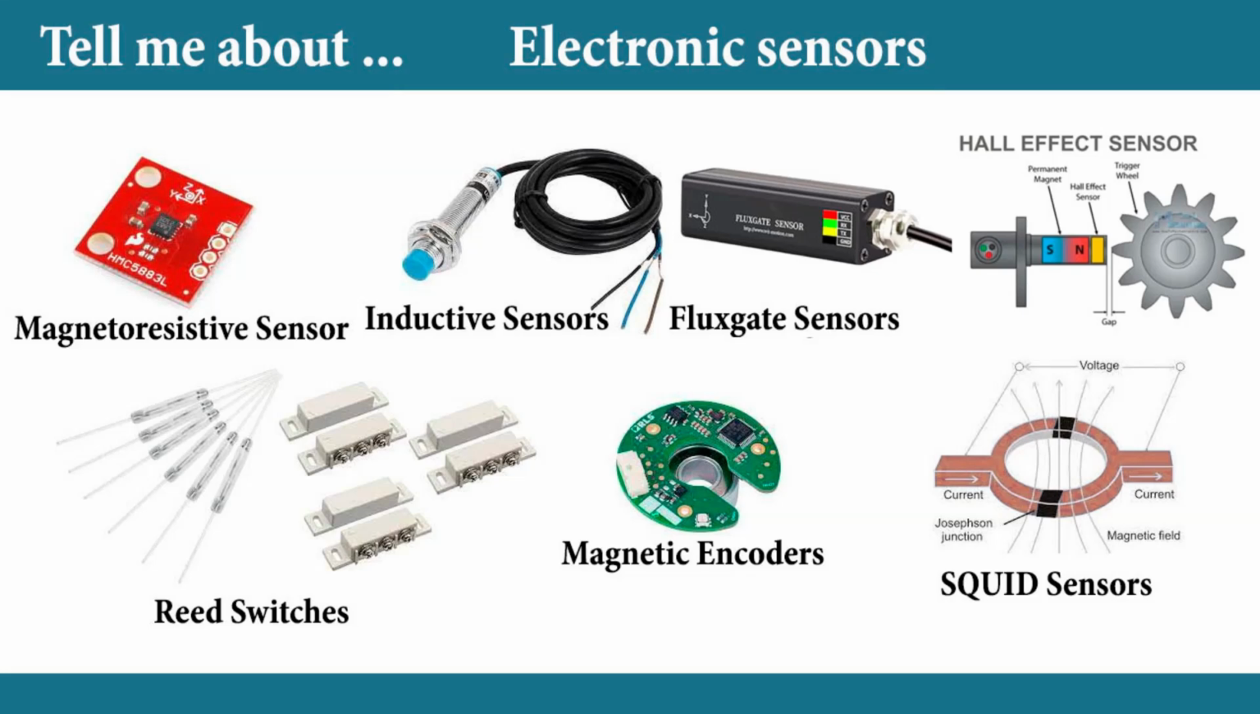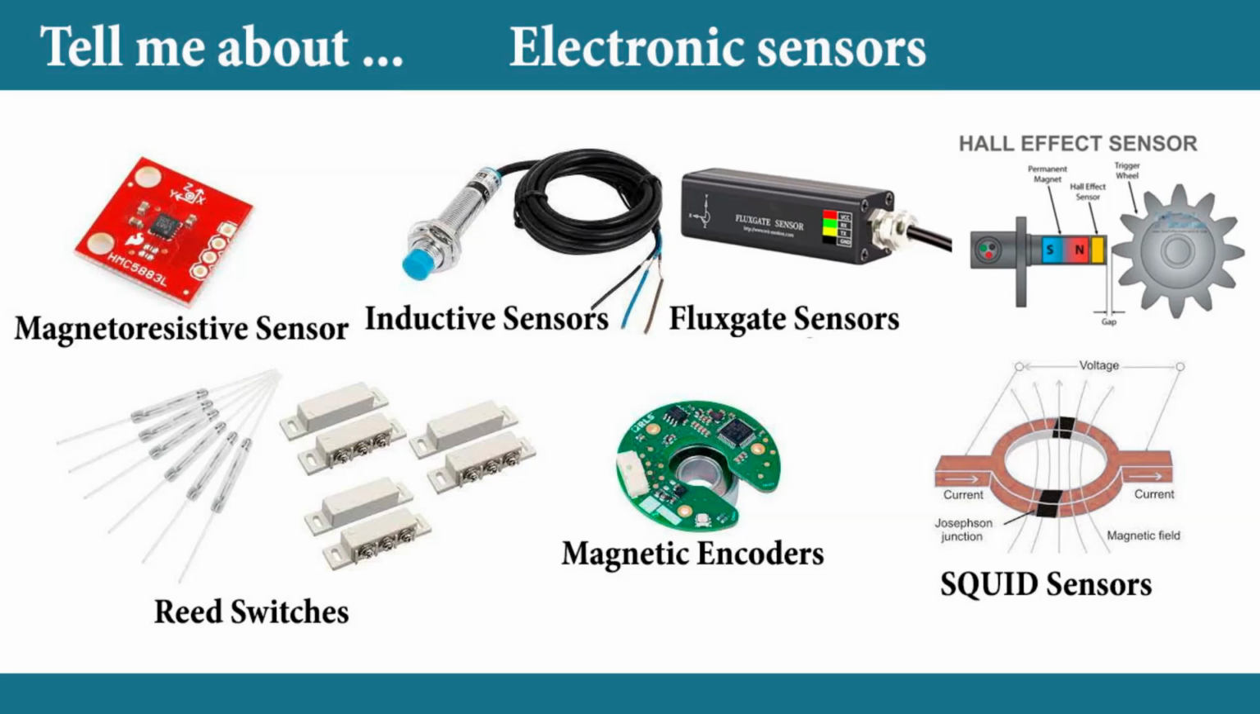Types of magnetic sensors: Hall effect sensors, magnetoresistive sensors, reed switches, inductive sensors, flux gate sensors, magnetic encoders, SQUID sensors, superconducting quantum interference devices. Now we discuss their principles.